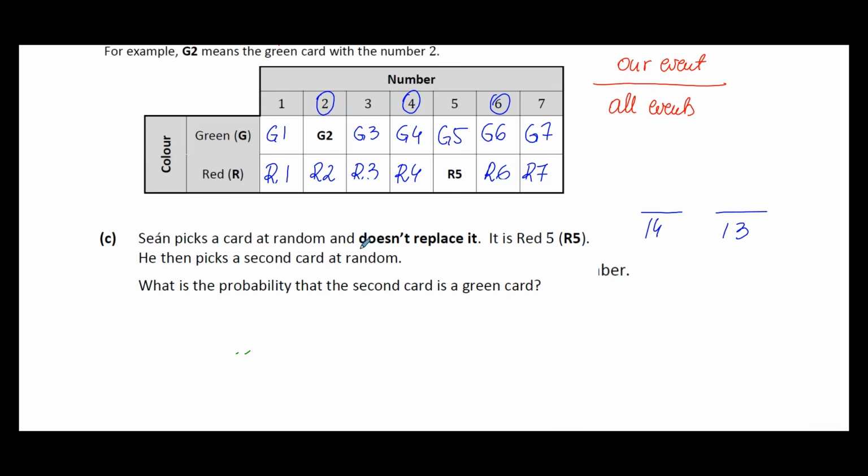He then picks a second card at random. What is the probability that the second card is a green card? So again, at the bottom, the same idea. All cards are available to him. And on top is a green card. So in this case, all cards, we understand that is only 13 because that is his second pick. And on top is a green card. So at the moment, I have all the green, so there are 7 of them. So 7 over 13, that's my probability, and that does not simplify any further.